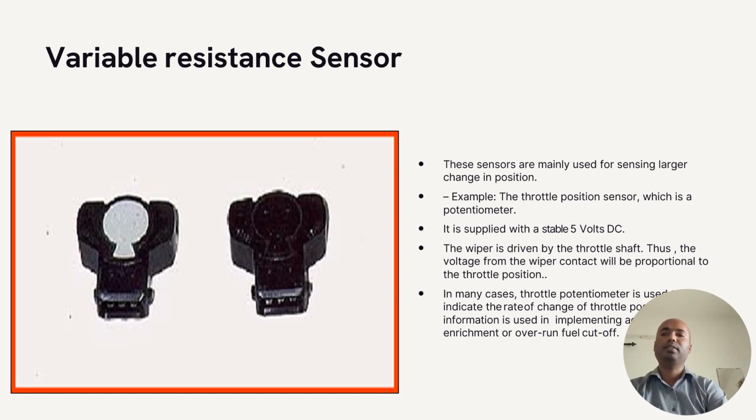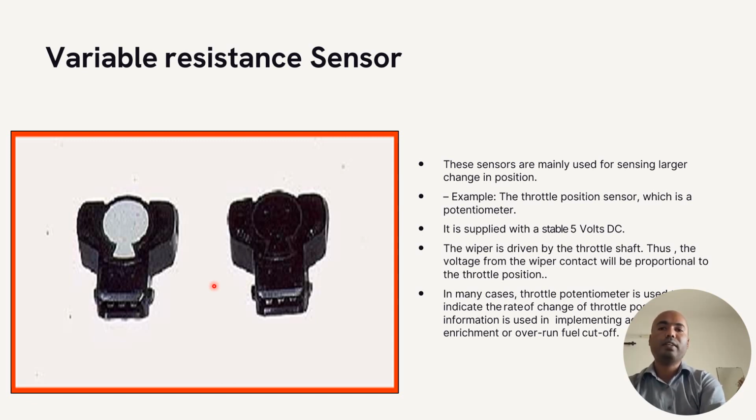potentiometers are used. A potentiometer is just like a fan regulator. If you change the position, it either adds resistance or decreases the resistance. The supply voltage is given to these sensors, a 5 volt DC power supply. A 5 volt DC power supply is enough for functioning of the sensors.